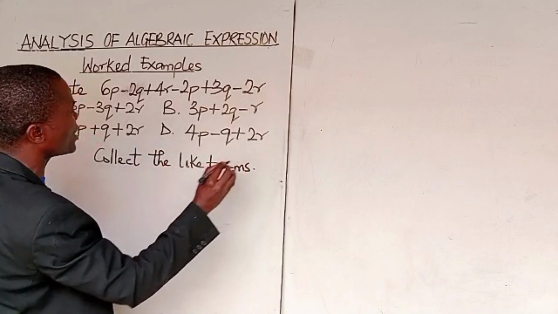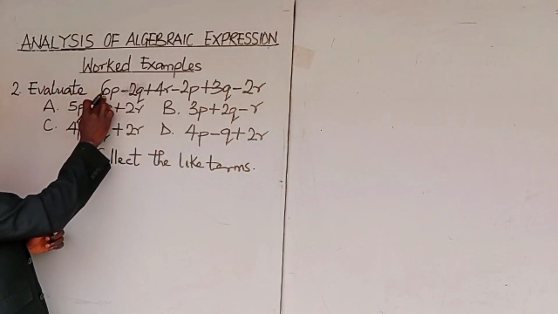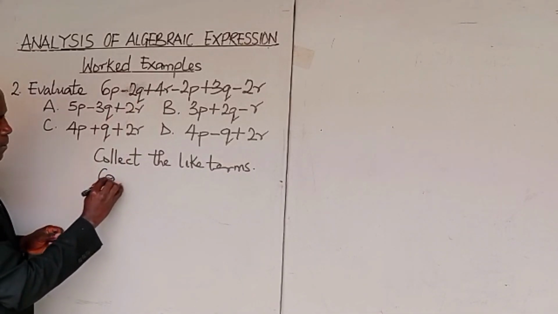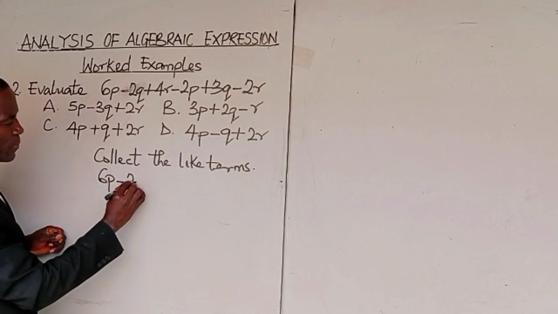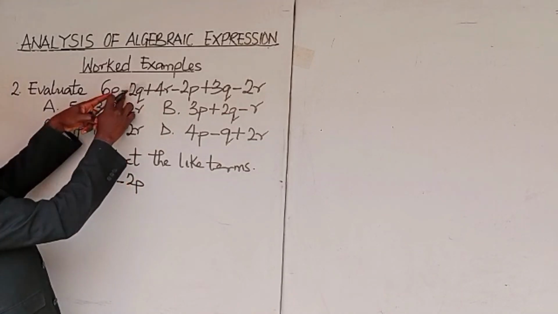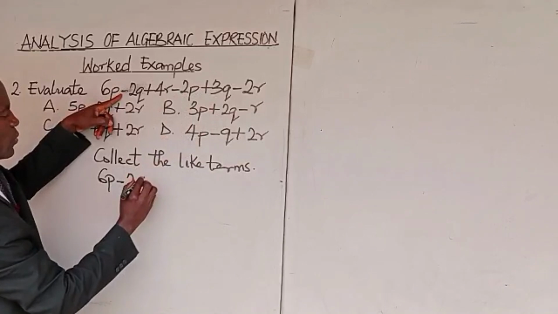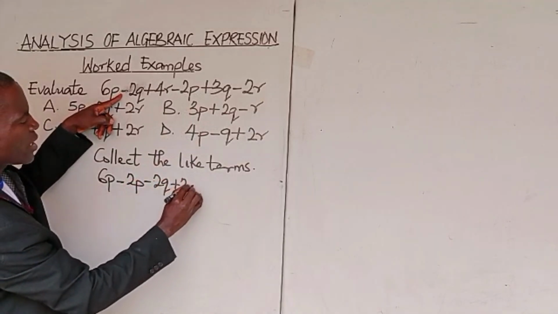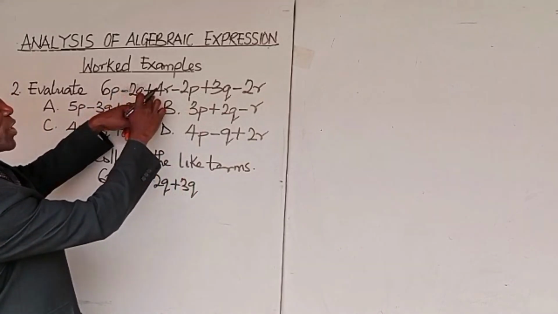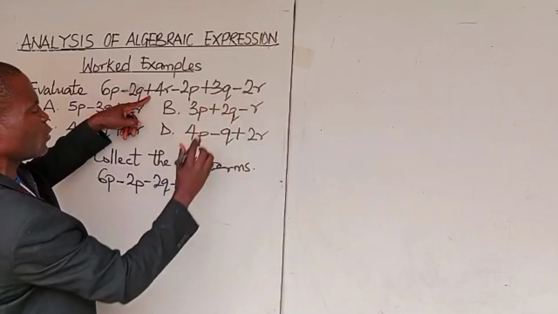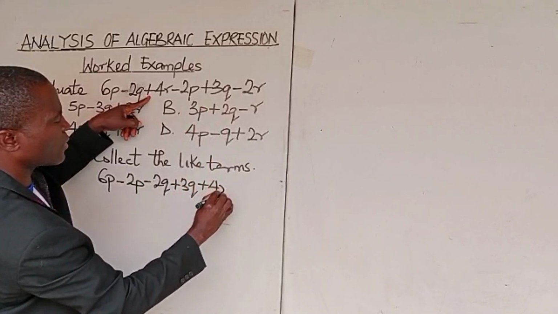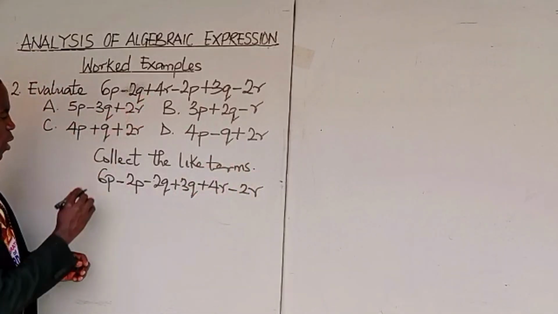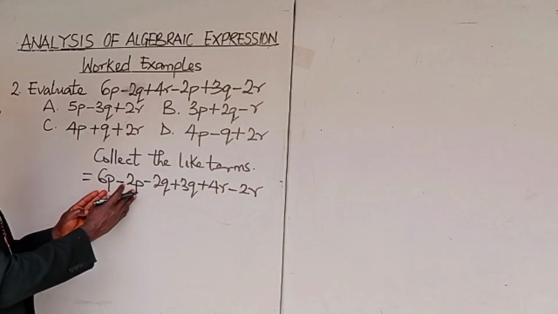As you want to collect the like terms, 6p is like with minus 2p. So we have 6p like with minus 2p. Then minus 2q is like with plus 3q. Then plus 4r is like with minus 2r. So what do we do here next? You try to simplify them.